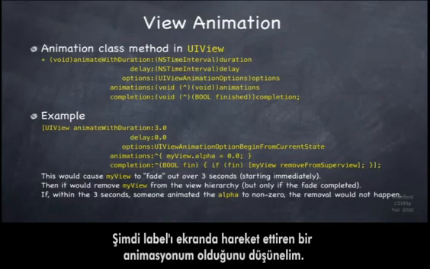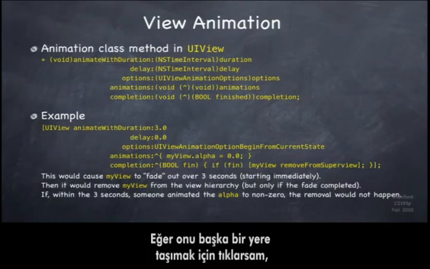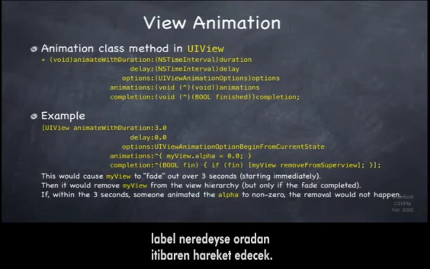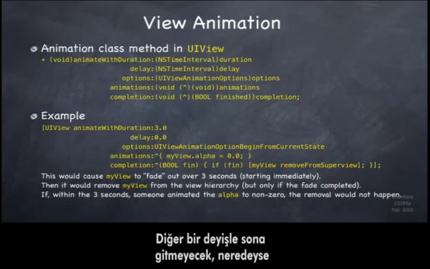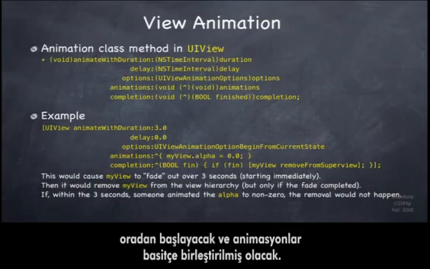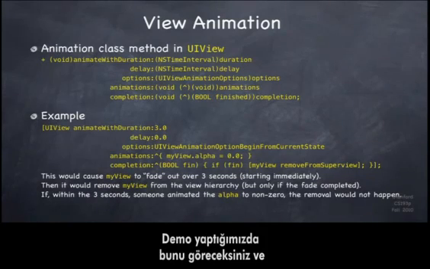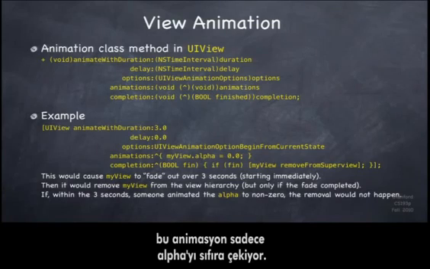So let's say I have an animation that moves a label across the screen. If I click to move it somewhere else, the label will start moving from where it was. In other words, it won't jump to the end, which is where it really is, and then start animating down. The animations will link, basically. You'll see that when we do the demo.